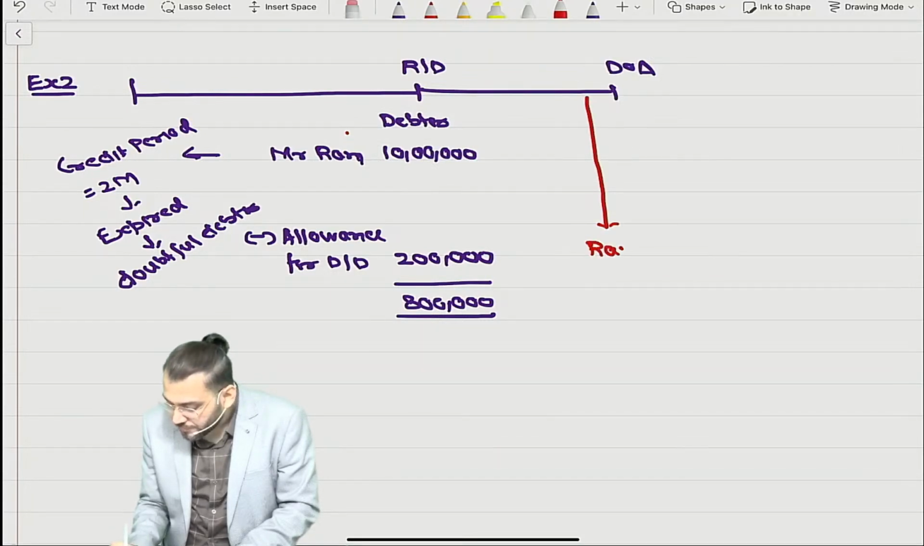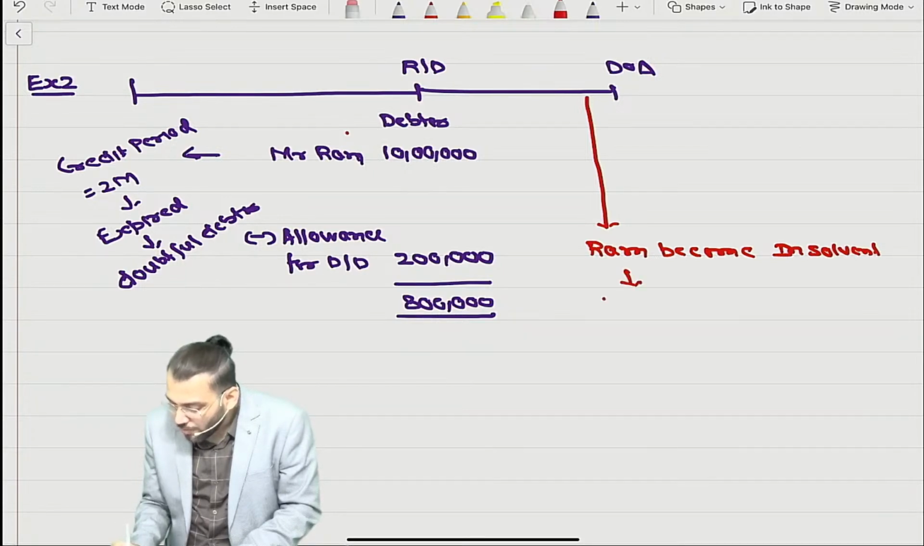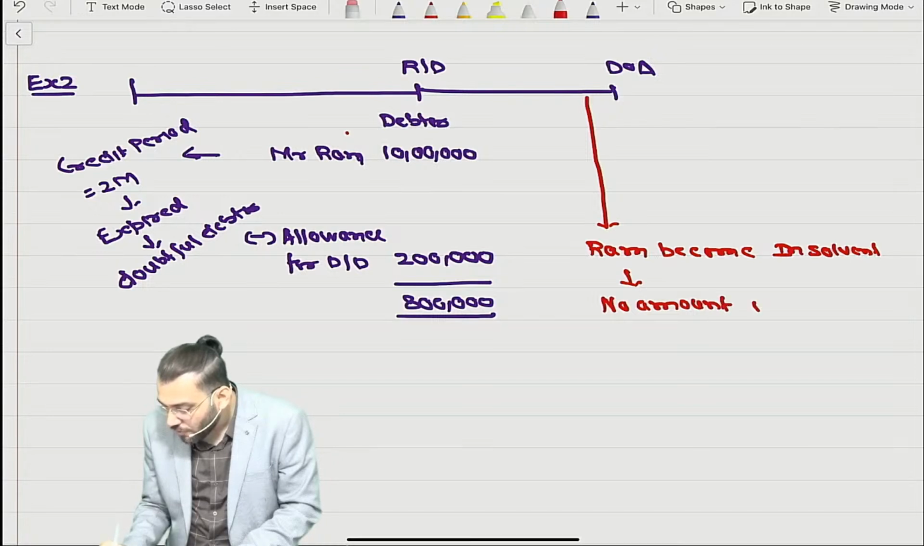Mr. Ram was declared what? Insolvent. Now he was declared insolvent, and because of that reason no amount is recoverable. Now no amount is recoverable. Have you understood this point?